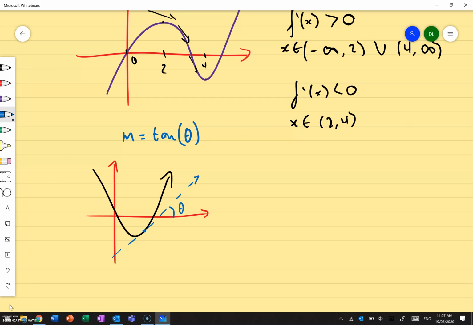So if I was, for example, to select a point over there, my tangent looks like this. I'd be thinking, well, what's the angle it makes with the positive direction? Okay? Do you have any questions so far?